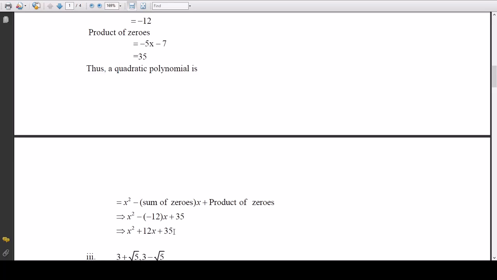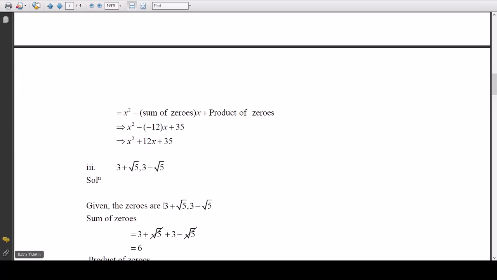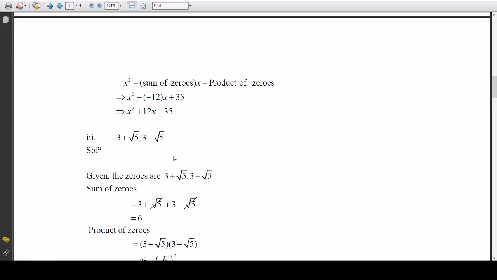This is the quadratic equation form out of the given zeros. Clear? The third one, the given zeros are 3 plus root 5 and the other is 3 minus root 5. Let us find out the sum. 3 plus root 5 plus 3 minus root 5. Root 5 will cancel. One is plus, other is minus. They will cancel each other. And then we have 3 plus 3, that is 6.